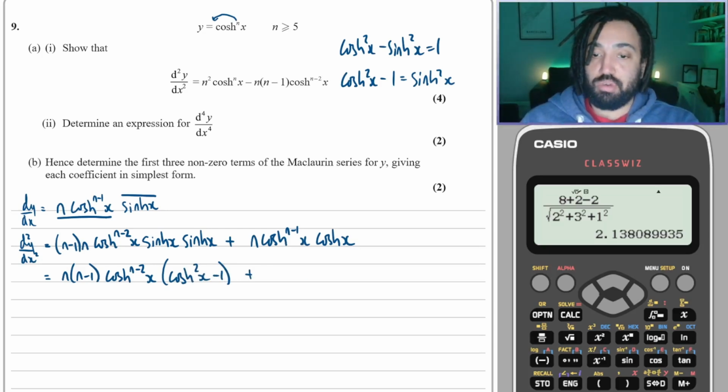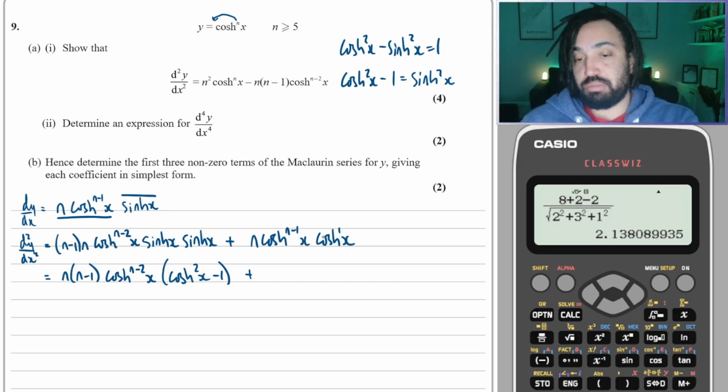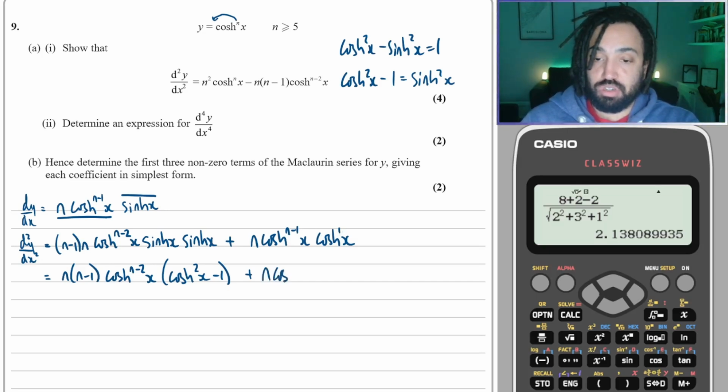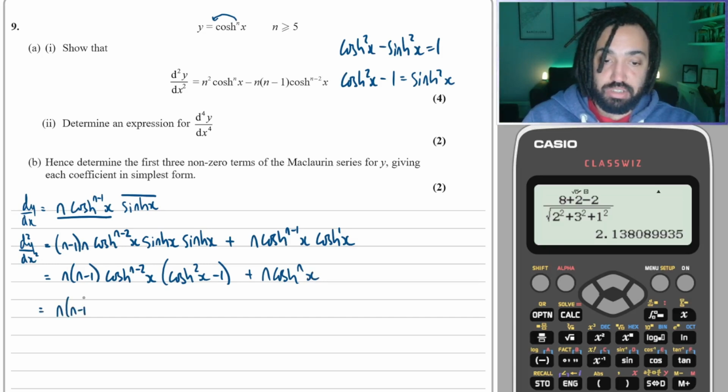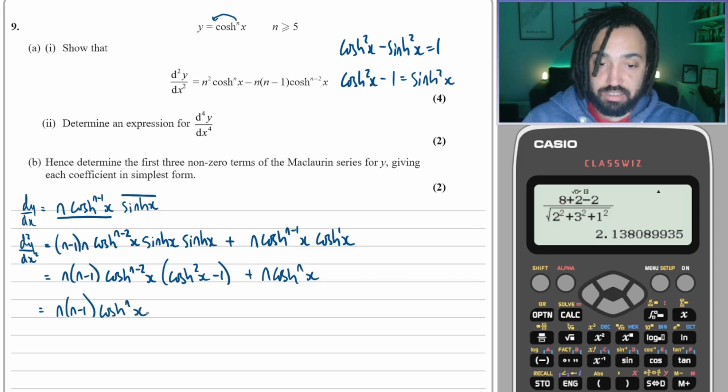And over here, well, I've got two coshes multiplied together, so what that means is we're going to add their powers together. So that's cosh^(n-1), and that's just cosh to the 1. Add those powers together, it's going to give us cosh to the n. Okay, I'm going to multiply out these brackets. And when I times cosh^(n-2) by cosh squared, again the powers are going to add, so that will give us just cosh to the n.